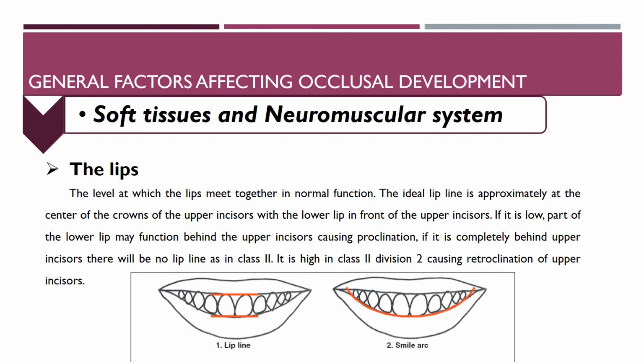If it is low, part of the lower lip may function behind the upper incisors, causing proclination, while if it's completely behind the upper incisors, there will be no lip line, as in class 2. If it is high, as in class 2 division 2, it causes retroclination of the upper incisors.